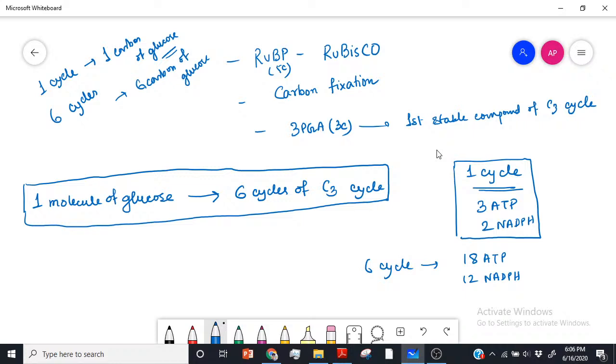Okay, nice. So for formation of one molecule of glucose, you require 6 cycles. So this can be a question: for one molecule of glucose, how many ATP molecules and how many NADPH molecules do you require? That you can answer from this idea. So whatever I have written right now on the board is important, just please note it down on your copy.